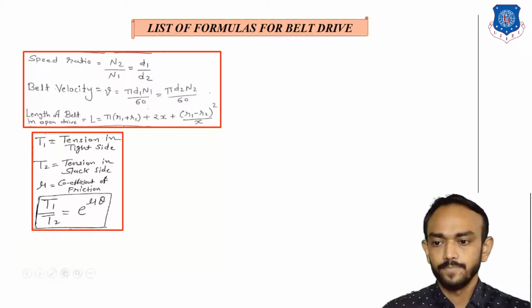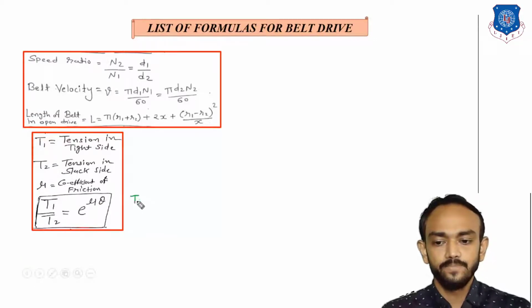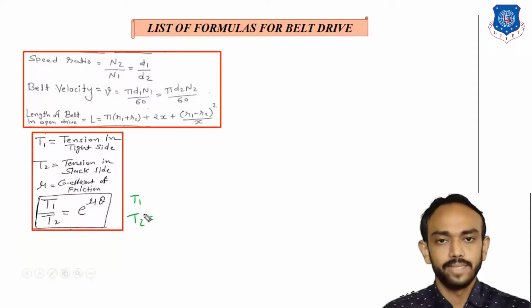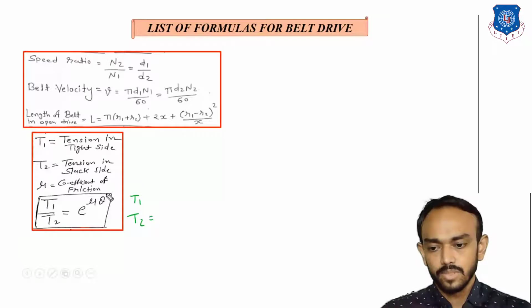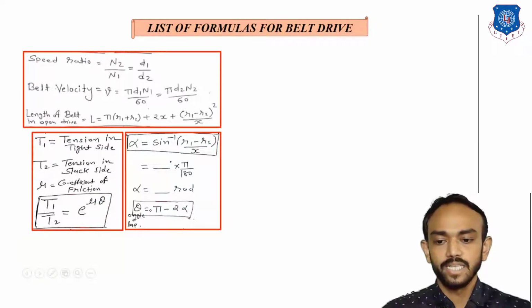Now next is T1 upon T2 is equal to e raised to mu theta, because in power and all other formulas T1 and T2 must be known, meaning the tension in the tight side and slack side we have to find, and for that we will use this formula. Sometimes theta is not given, so we have to first find theta. For that we have the formula: theta, the angle of wrap, is equal to pi minus 2 alpha.